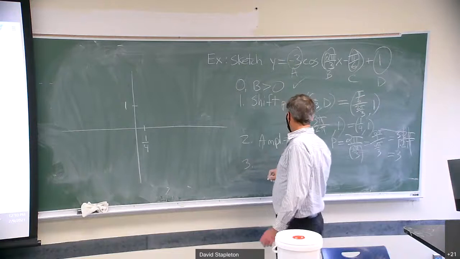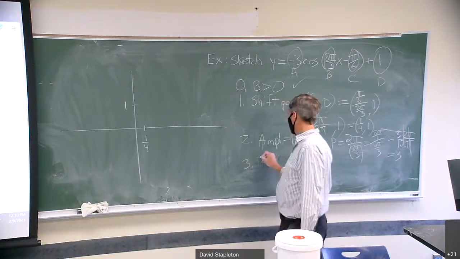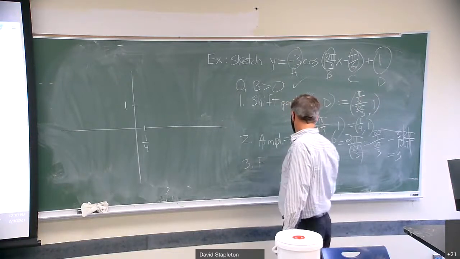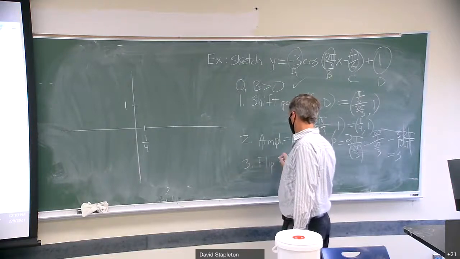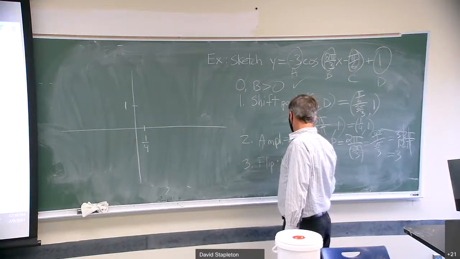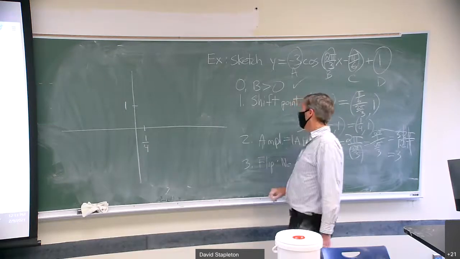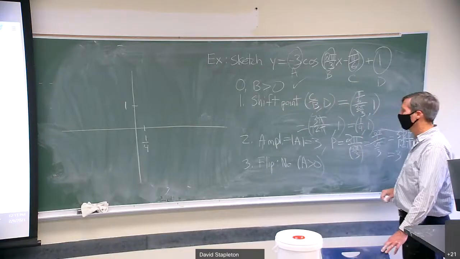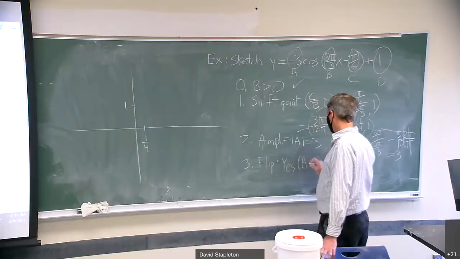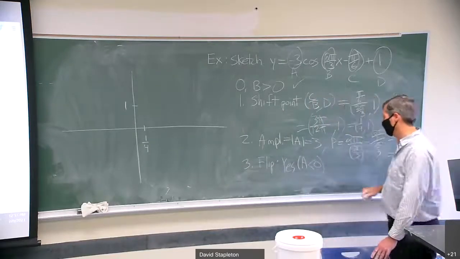Then I'll flip. If A is less than 0, no flip, since A is positive. Actually, it's negative. Oh, I'm sorry, it is, yeah. Thank you. I did that on purpose, I forgot for a second, thank you. Yeah, flip yes, because A is less than 0. That was one of the points of this one, actually.